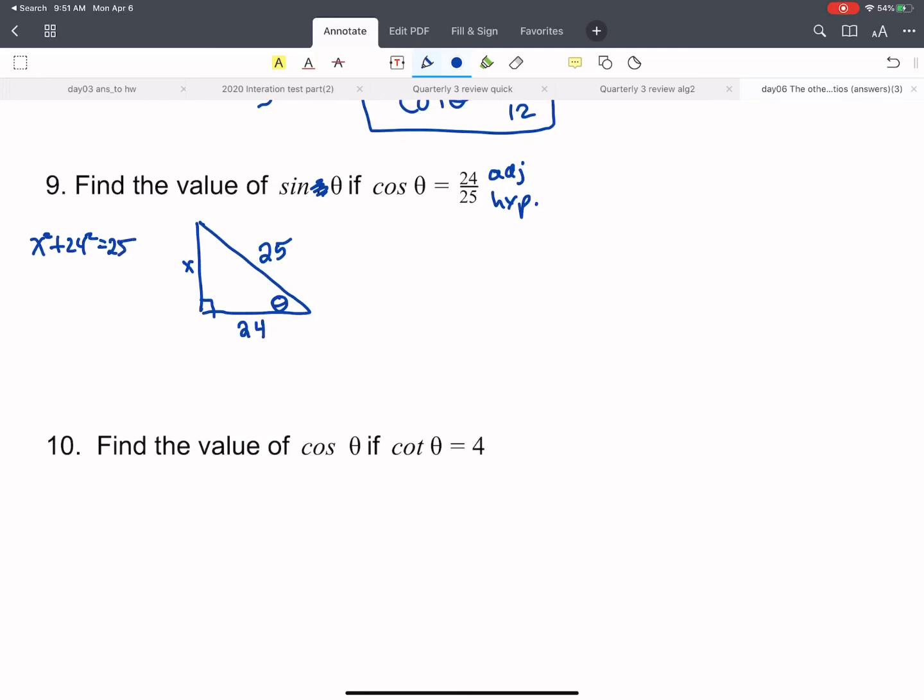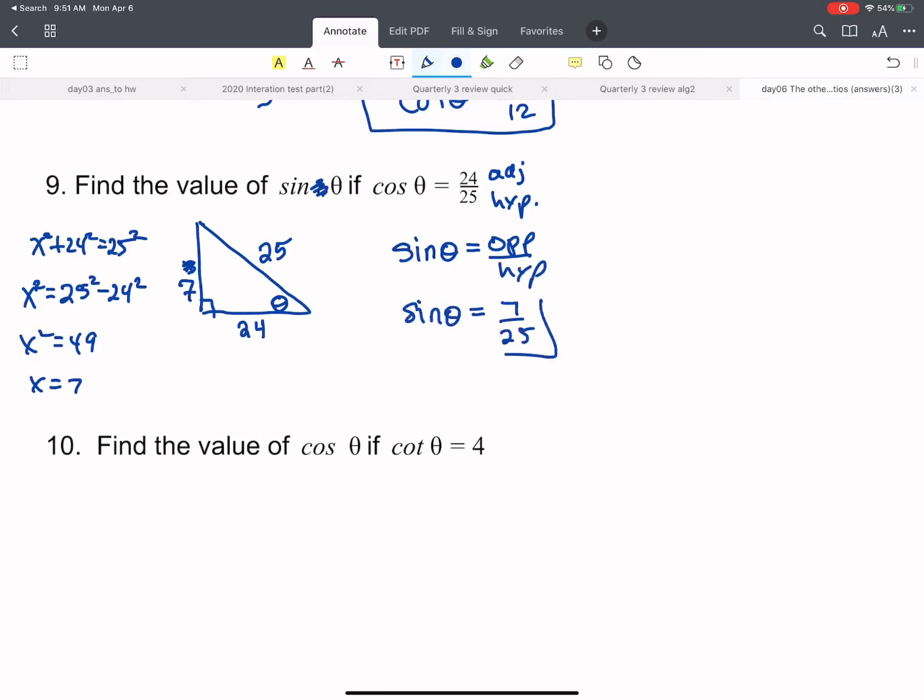You do the Pythagorean theorem: the missing side squared is equal to 25 squared minus 24 squared, which is 49, so 7. So now you can find, since sine of theta is what they want, and you know that is opposite over hypotenuse, sine of theta is 7 over 25. That wasn't even using any of the reciprocal functions.